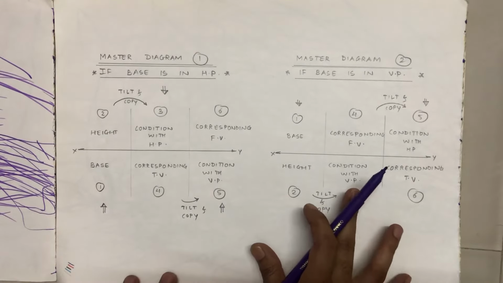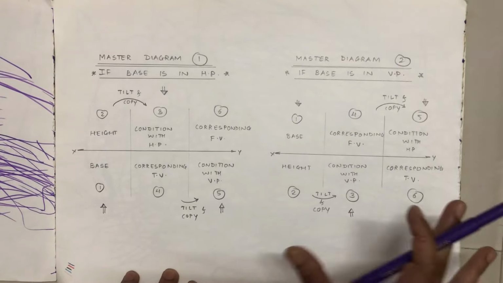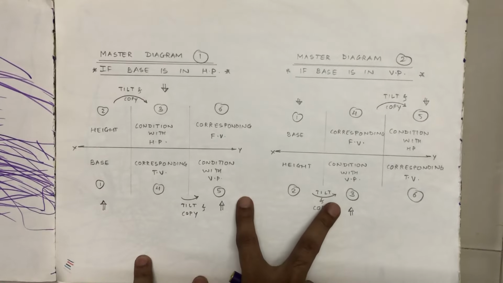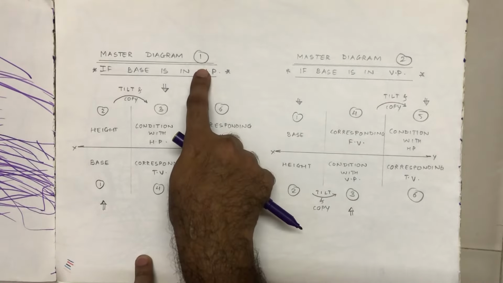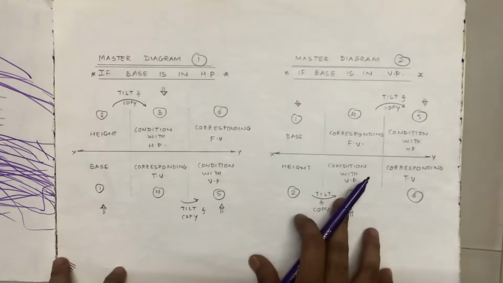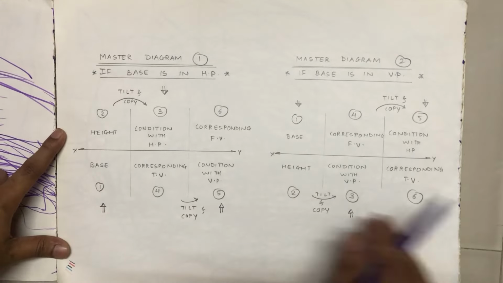And now, to augment master points, I have made master diagrams. What I'll be doing is, I'll be combining master points along with master diagrams. Let us look at the first master diagram. I'll tell you how to read this master diagram.